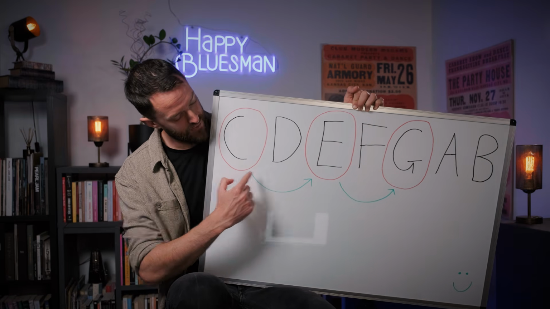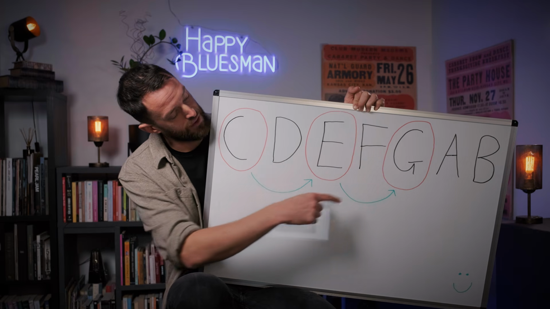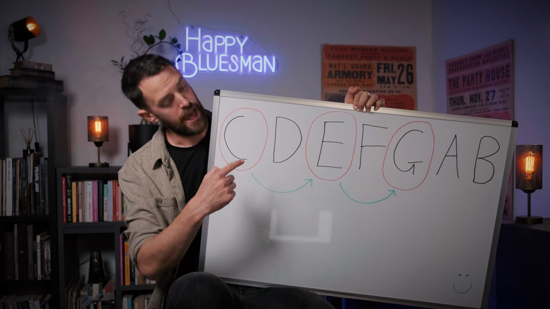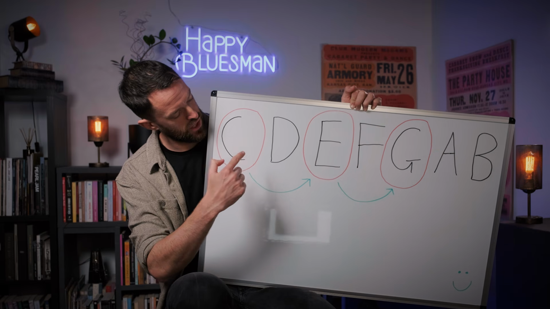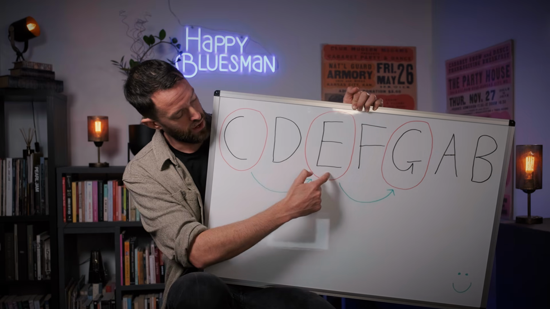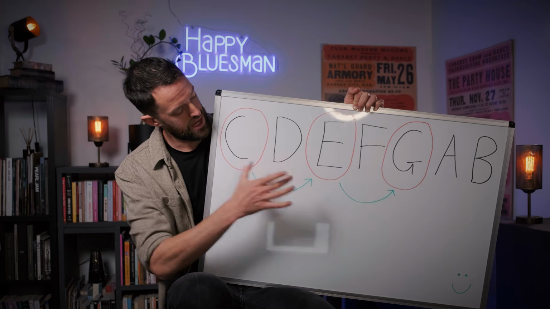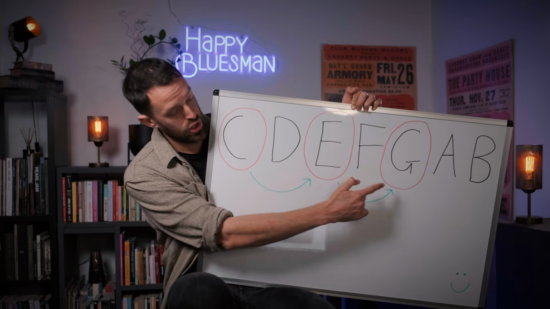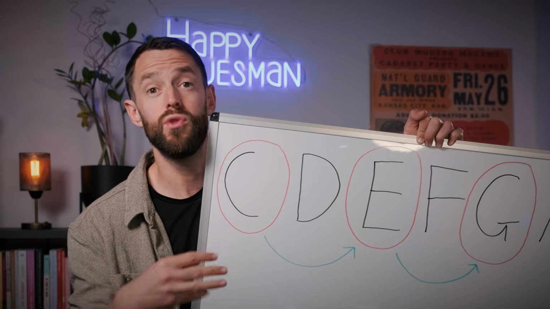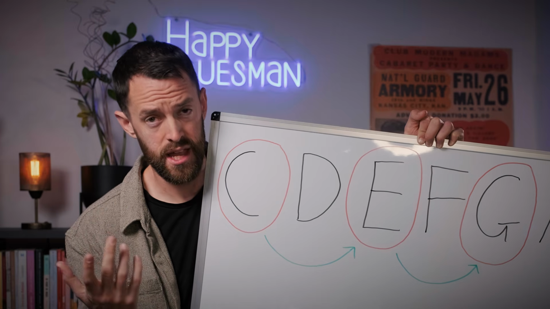So here we have our 7 notes of the scale, C, D, E, F, G, A and B, and I've just shown that process that we've gone through. So take a note, skip a note, play a note, skip a note, play a note, and we have then C, E, G, the 3 notes in that chord, okay?